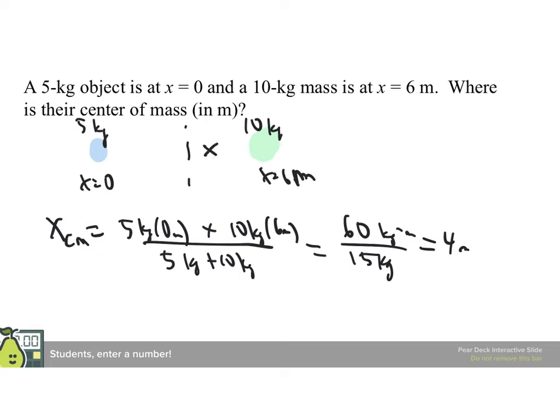So the center of mass is something like, if that's the midpoint, it's something like here, closer to the heavier object, which is a general thing we'll want to keep in mind. The center of mass is, in some sense, drawn to or heavily influenced by the more massive objects and less by the others.